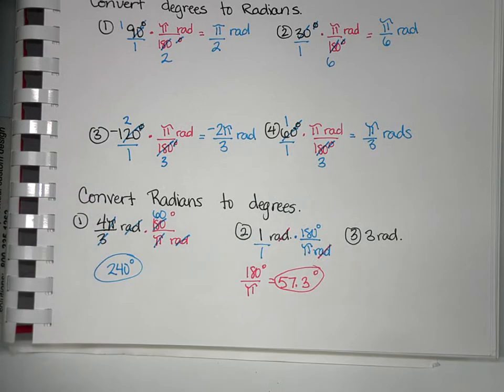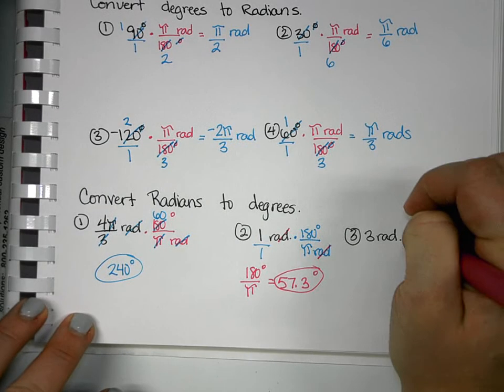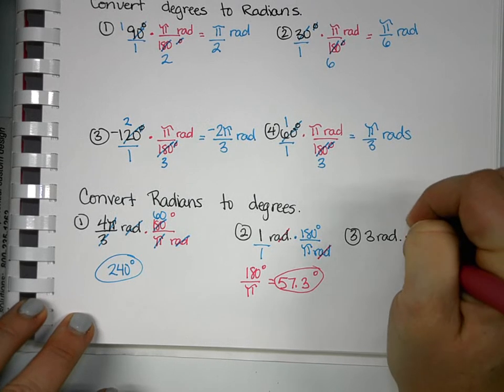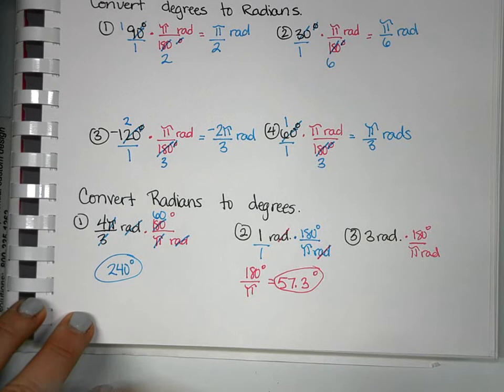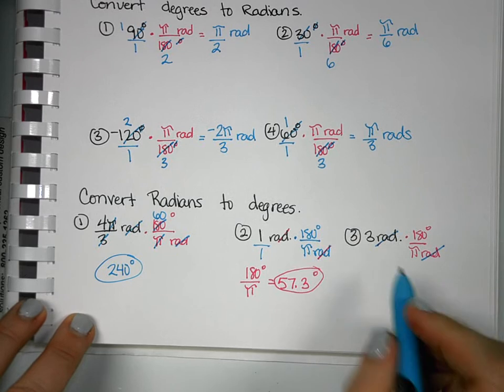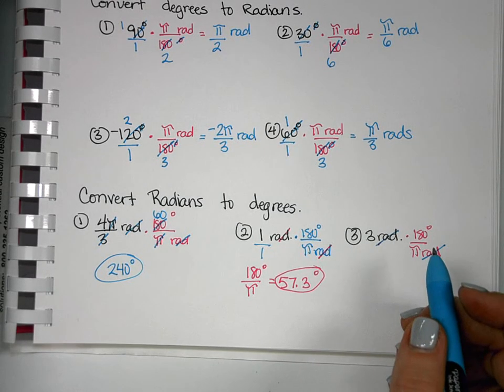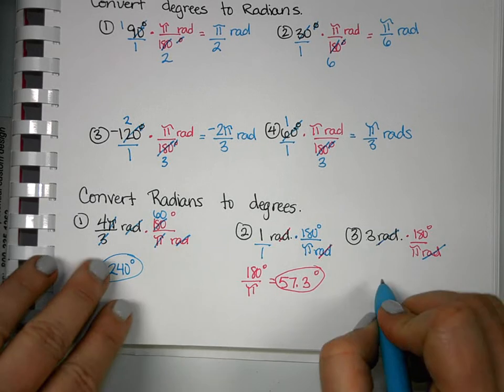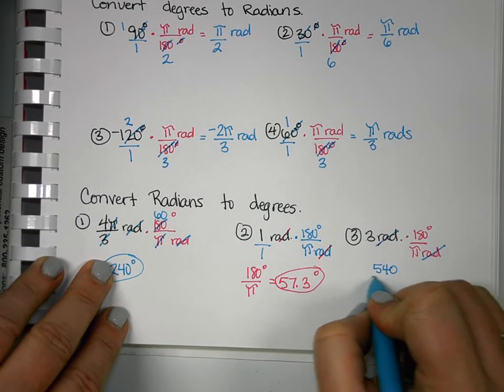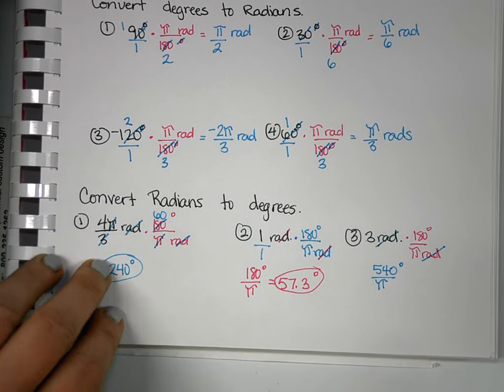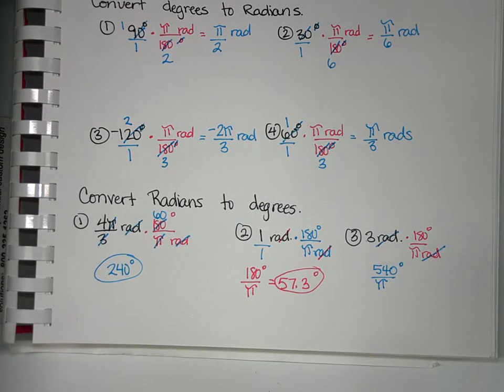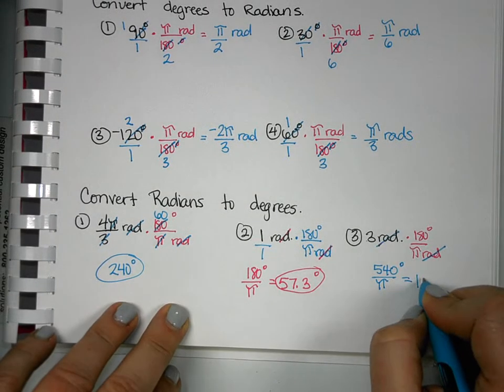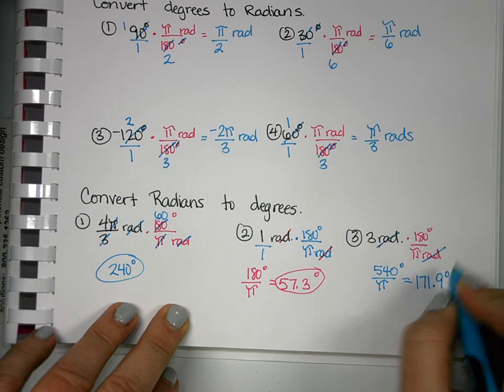So let's do another one with 3 degrees. Oh, sorry, with 3 radians. We'll multiply it by 180 over pi, so that way our radians can cancel. So the units cancel. 3 times 180 will give us 540. And then we still have pi on the bottom, but we're in degrees now because our radians canceled. So 540 divided by pi gives us 171.9 degrees. Again, I rounded to the nearest tenth.